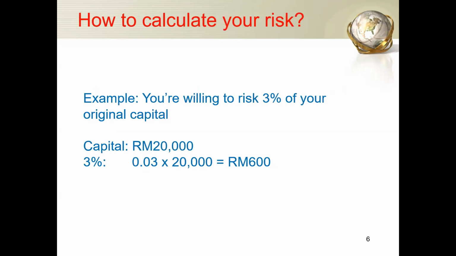For example, you are willing to risk 3% of your original capital, and your original capital is 20,000. Then 3% of that 20,000 will be 600.